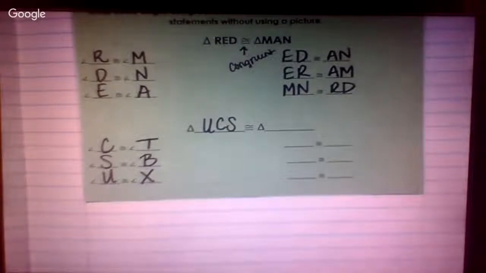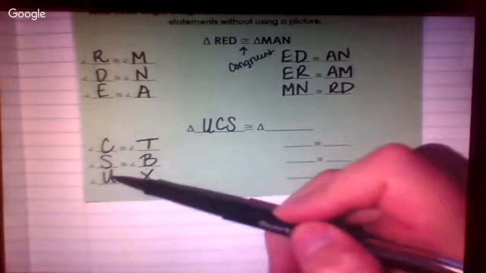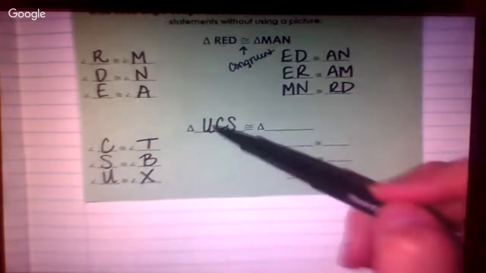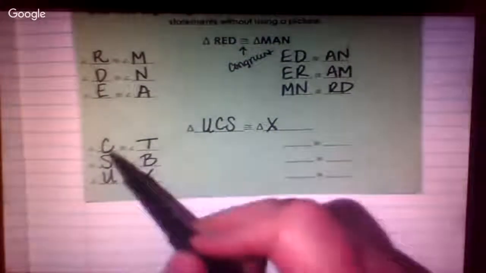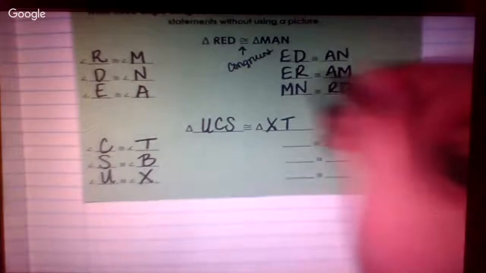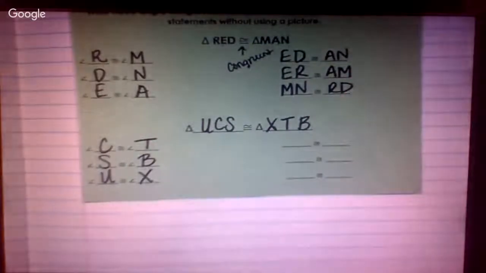I did UCS, congruent to XTB. So if I put U first, the angle that corresponds to U is X, so X should come first. I did C second, so T should come second. I did S third, so B should come third. XTB.